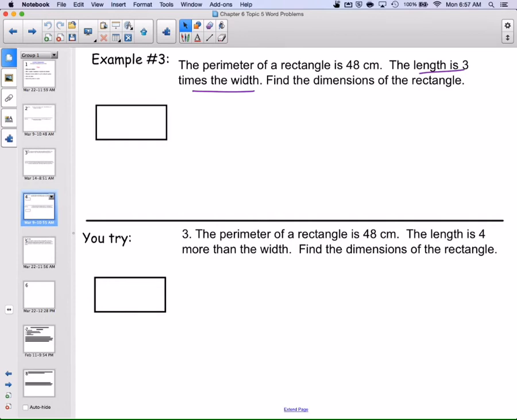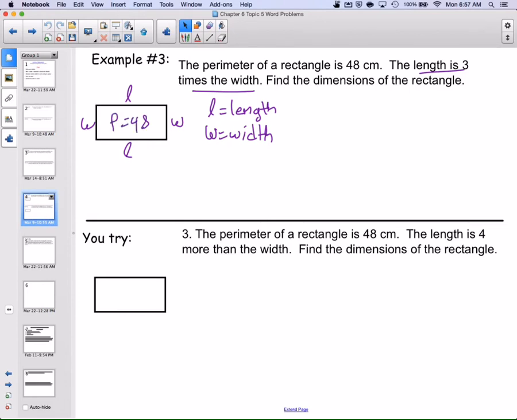Okay, so first of all, let's define some variables. We'll call L for the length, W for the width. Okay, and we'll just kind of throw that on here. LW. So we know the perimeter is 48. I'm just going to write that in here.